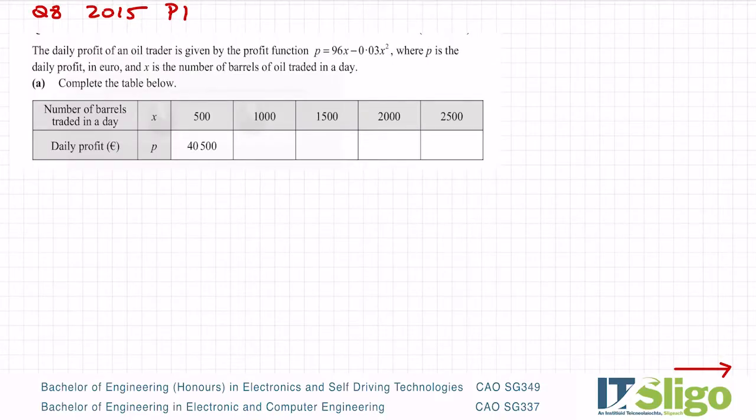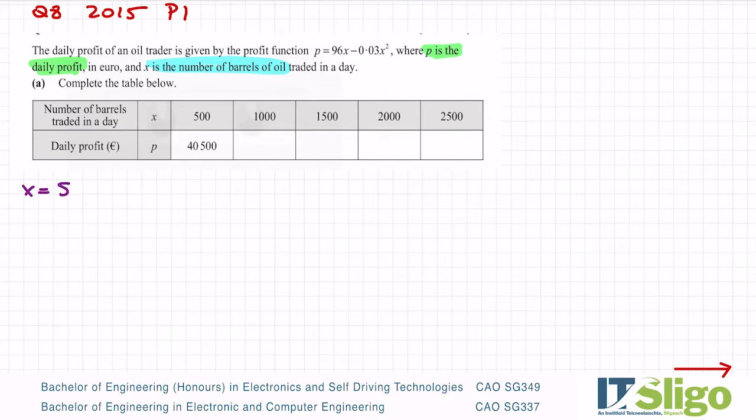BEng Cert Ordinary Level, question 8 from the 2015 paper 1. The daily profit of an oil trader is given by the profit function P equals 96x minus 0.03x squared, where P is the daily profit. I might highlight that: P is profit and x is the number of barrels traded in a day. Complete the table below. So I'm being given a range of values for x, the number of barrels, and I'm asked to work out the daily profit.